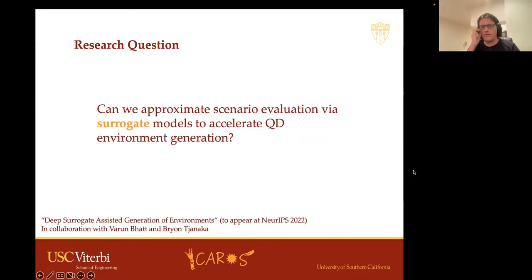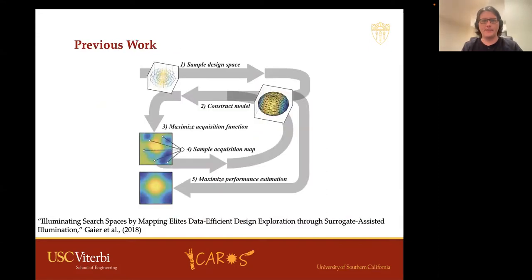That really motivated this paper that was accepted to NeurIPS yesterday, which we're really excited about: deep surrogate assisted generation of environments. The idea is to replace scenario evaluation with a surrogate model of scenario evaluation, and then use that to speed up the same QD environment generation pipeline.